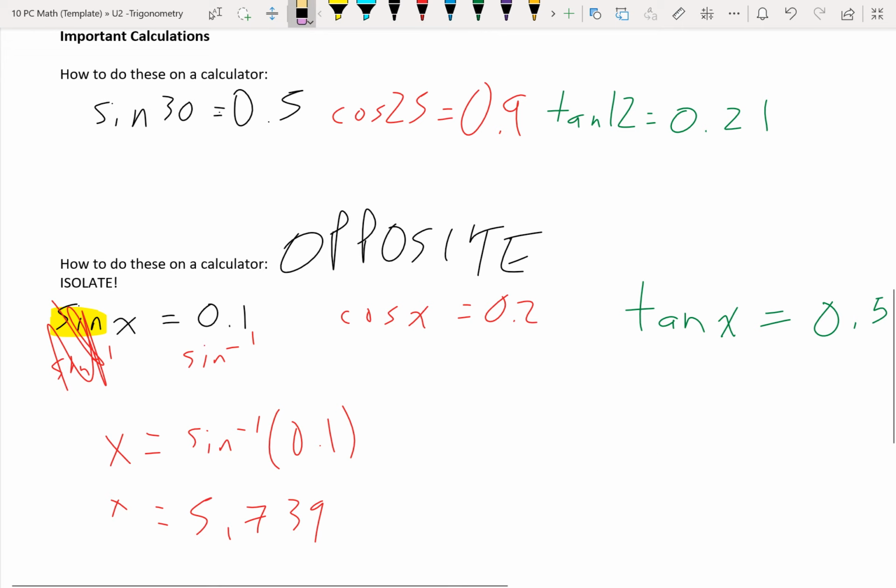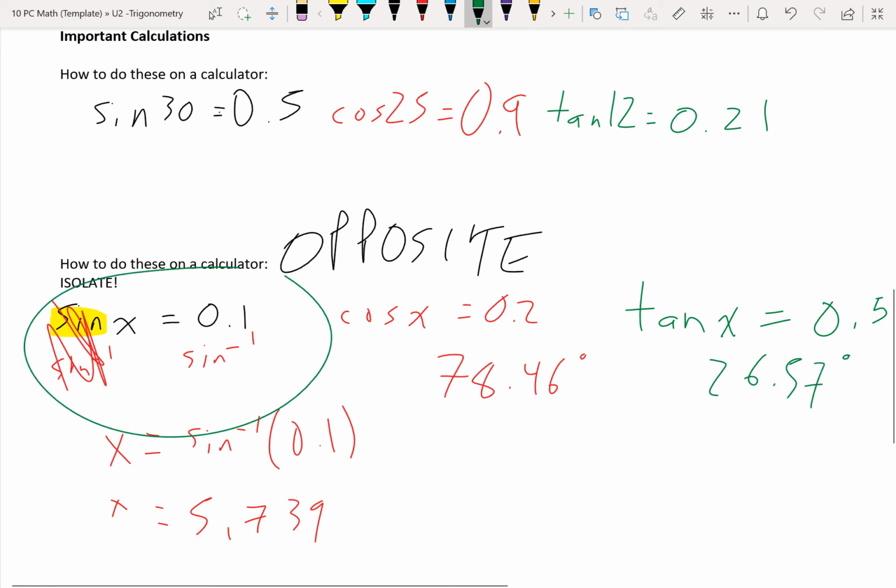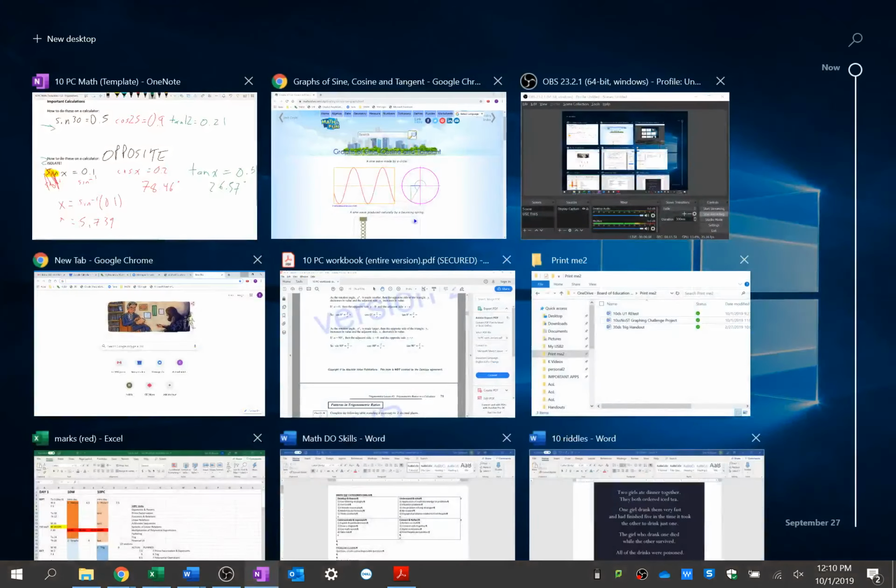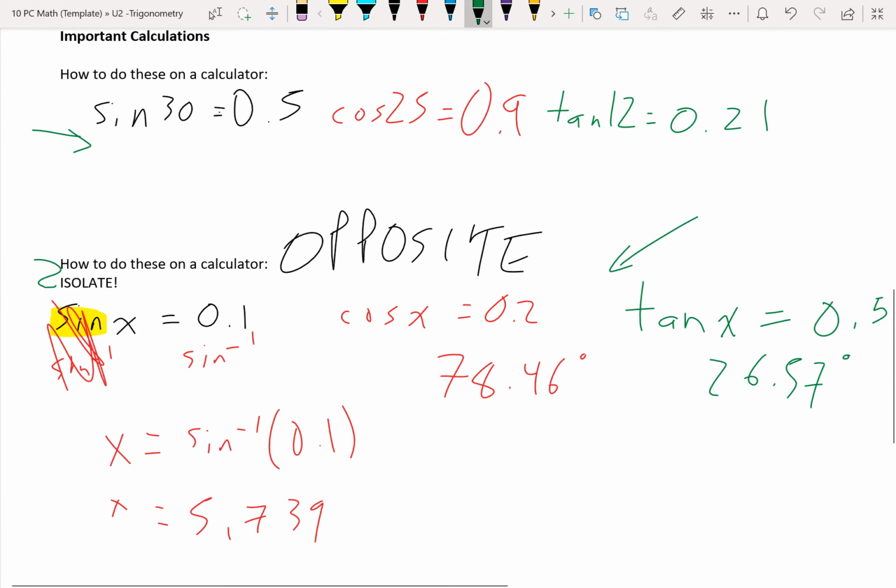So for this one, I'm going to do inverse cos of 0.2. That gave me 78.46 degrees. And then the last one for tan, I'm going to do inverse tan of 0.5, and it gave me 26.56557 degrees. These are going to be super useful when we talk about how to actually solve triangles in the next lesson. Make sure that you are able to put these in your calculator and solve them. And that's basically it.